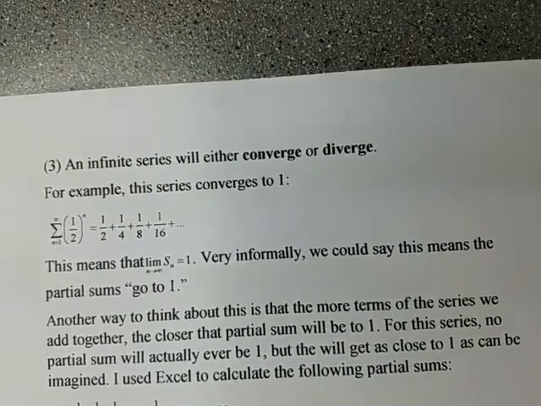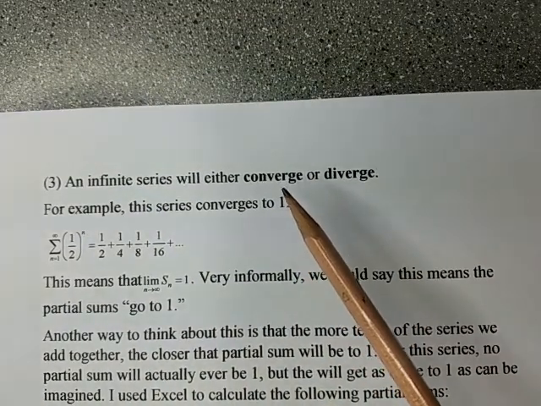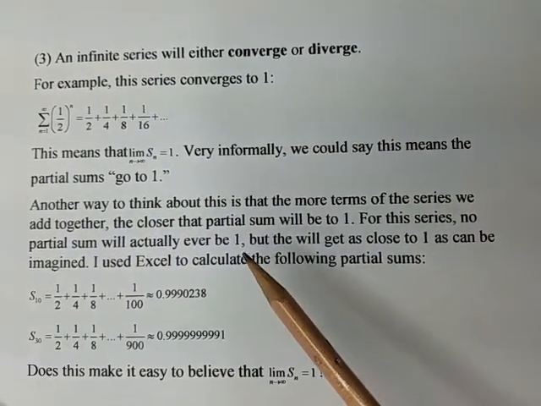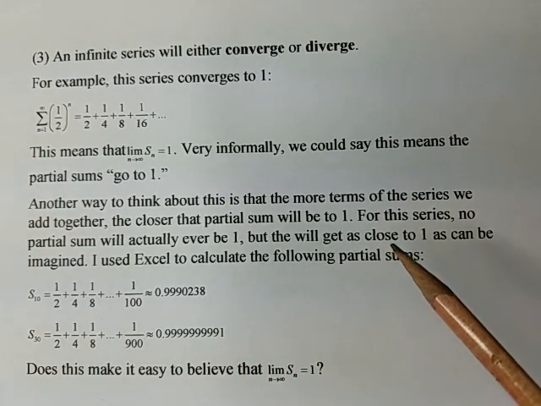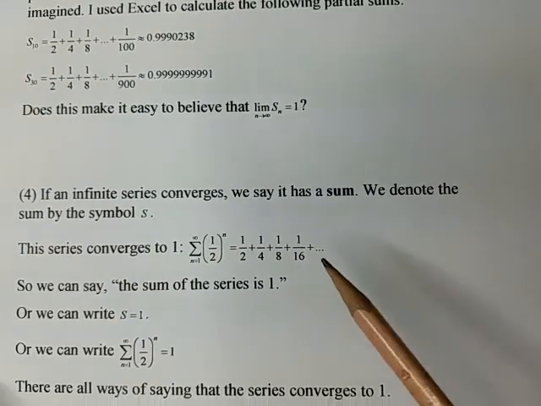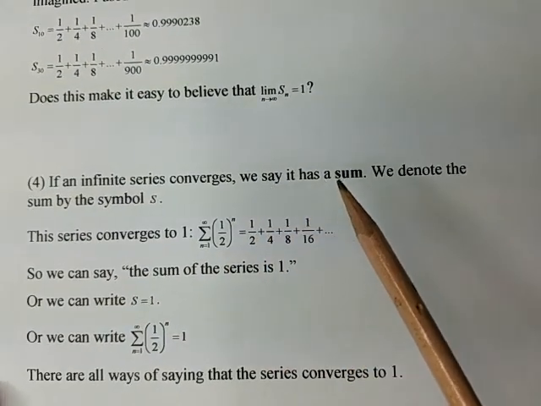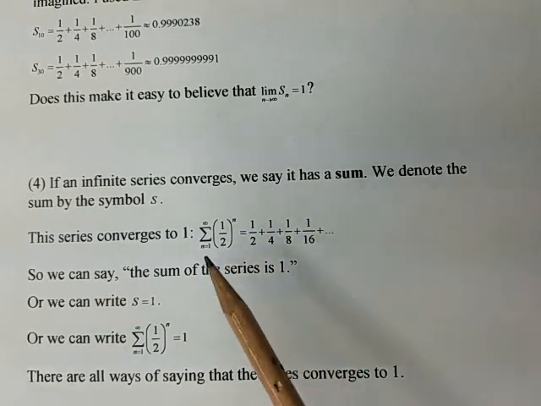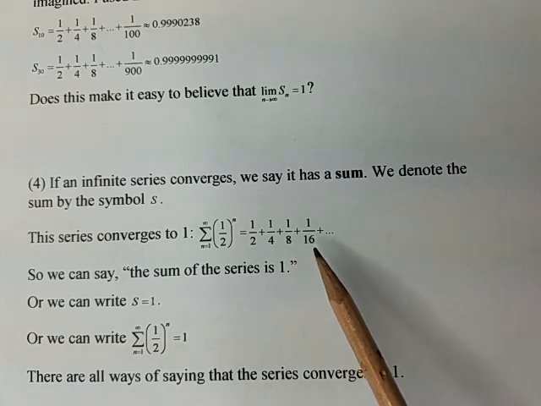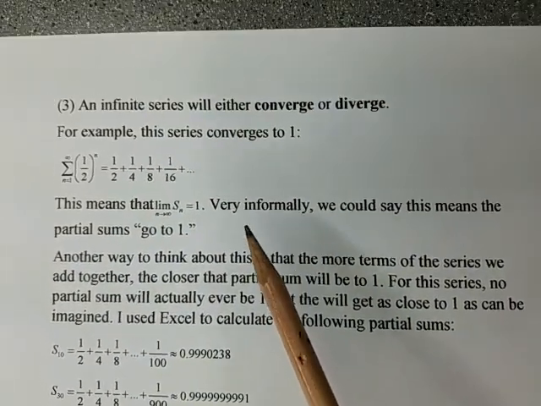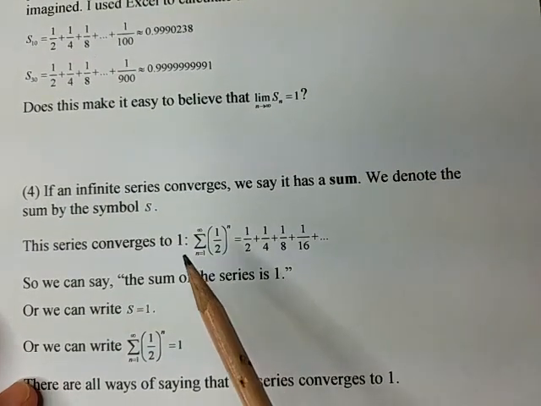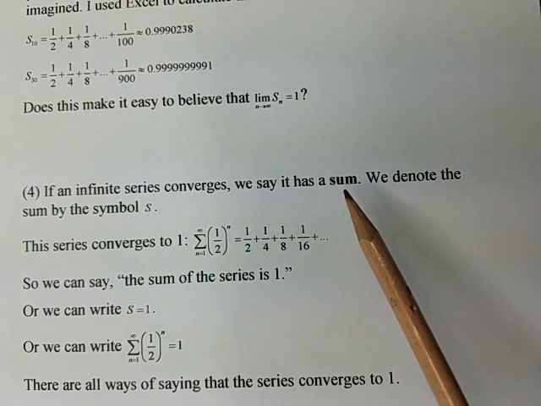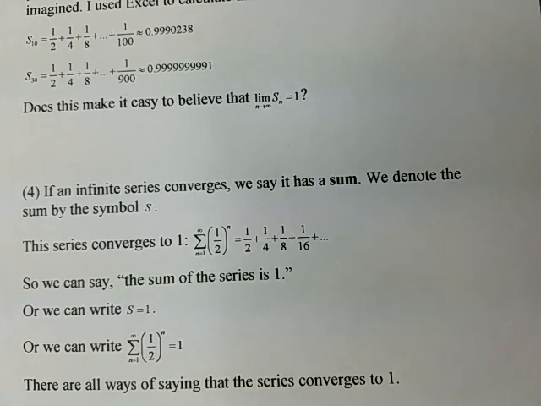Now, just to understand, if a series converges, this is what happens, all right? That's why I show you this example. Now, if a series converges, we say it has a sum. That's just that number I was just talking about, all right? For this particular series, the more terms we add, the closer we get to 1. So we say it converges, and we say the sum is 1, all right?